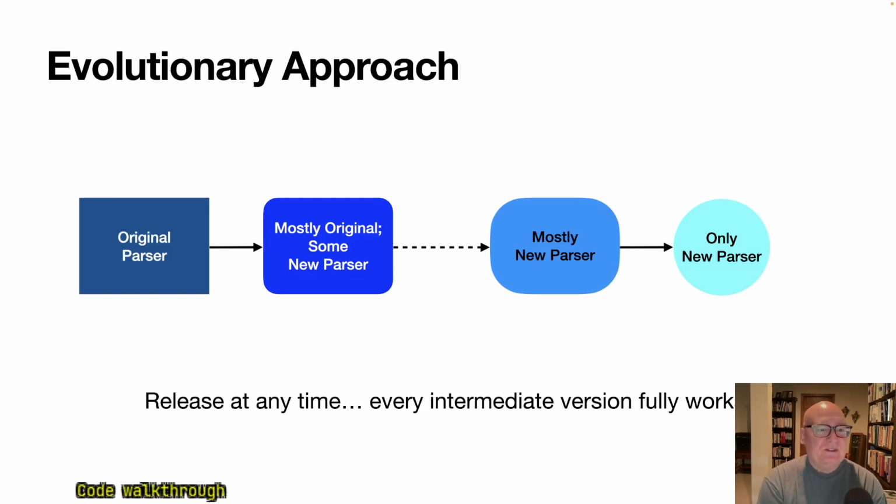So the evolutionary approach, it's one of the ways you can make a big refactoring happen. And this one is, when everything's compatible, we start with the original parser, then we move to a version that has mostly original but some new parser, and keep going until we've got mostly new parser. And then at the end, we've got only new parser. We can get rid of all vestiges of the original parser. And with this approach, we can release at any time. Every intermediate version is fully working. So I may make some mistakes putting a rule in or something. We may find some bugs in the Combinator library for all I know.